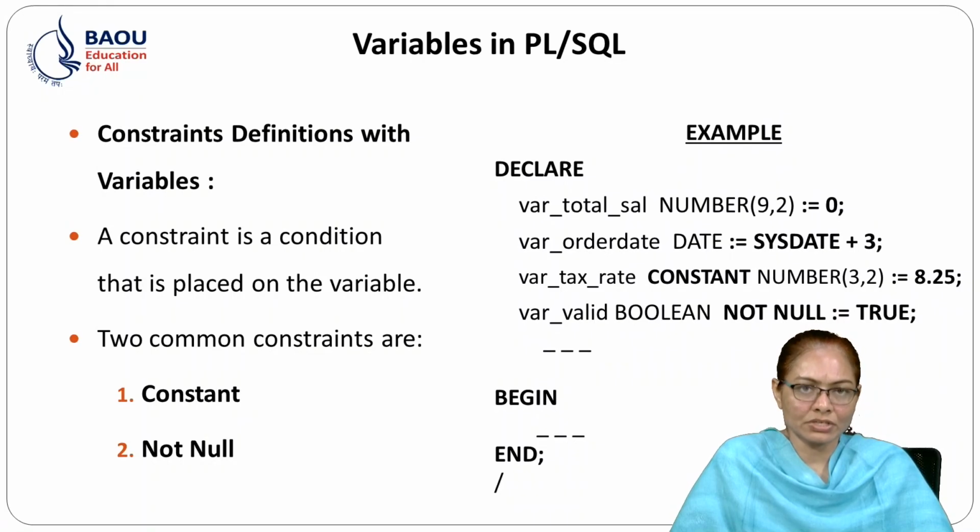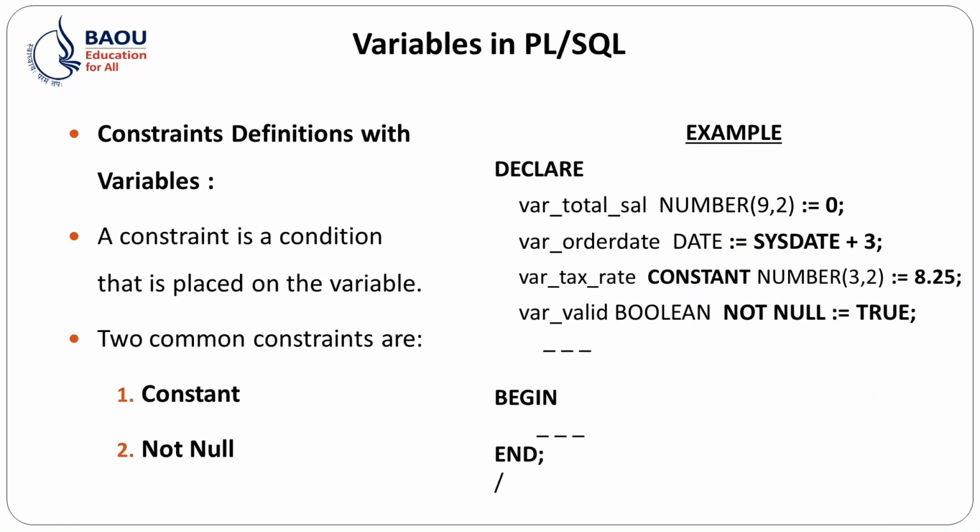Now we have to initialize the variable and designate it as not null and constant. See, here in the example, the variable total salary is a number. It is the declaration part, and := 0 is the initialization part. Variable order date is a variable name, date is the data type, and := SYSDATE, which means the current date, today's date, plus 3. After 3 days, it stores the value in this variable.